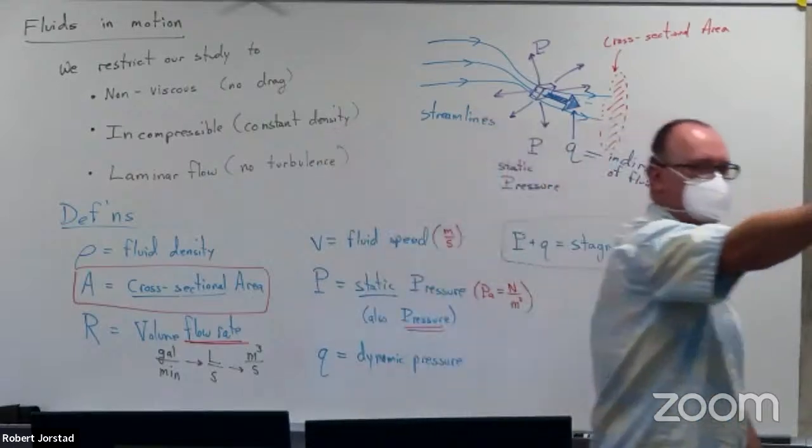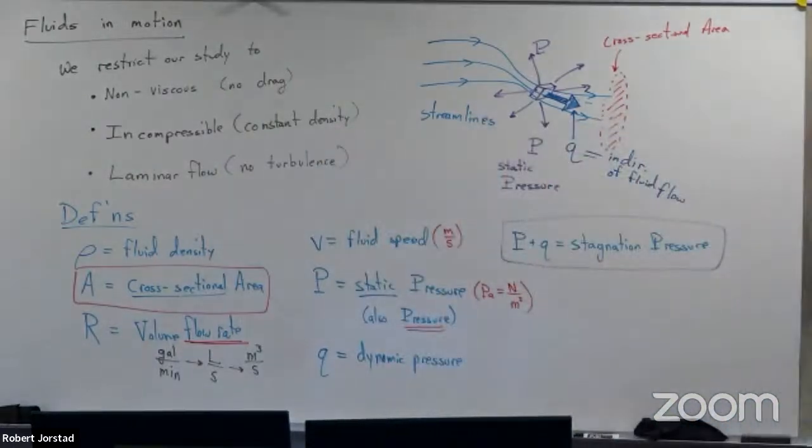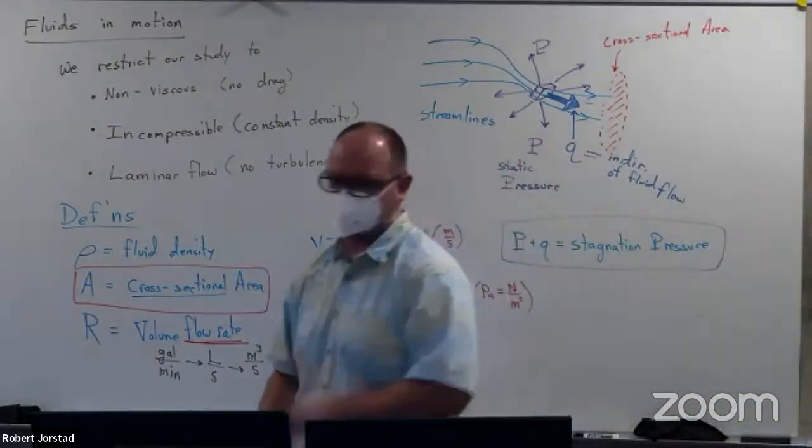If you put your thumb on the end of a garden hose and completely stop the fluid, you've stagnated the fluid flow.